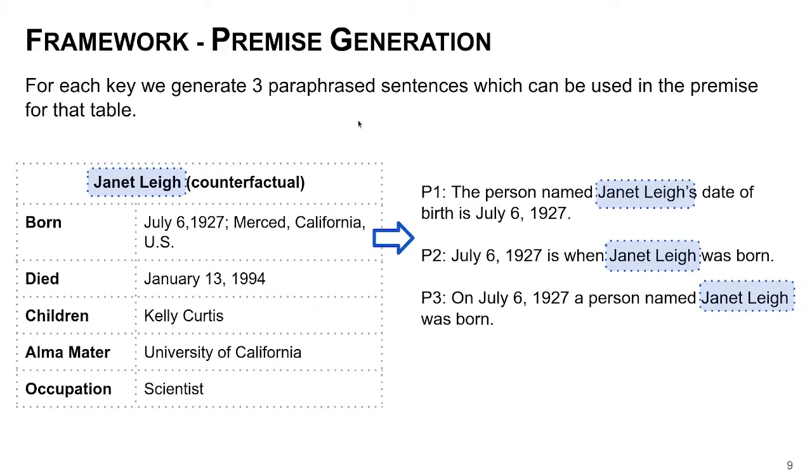Next we had to generate premises, so that a model cannot directly take a table as an input, so we have to give it some premise on the basis of which it's going to infer. So for each key here, for example for the born key, we generate 3 paraphrased sentences. For example, here this state is placed here, here and here in these 3 sentences, P1, P2 and P3.